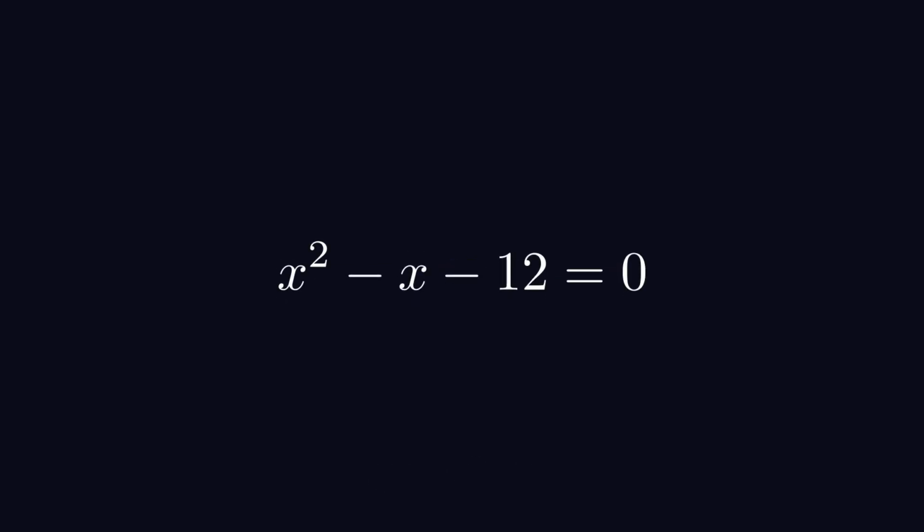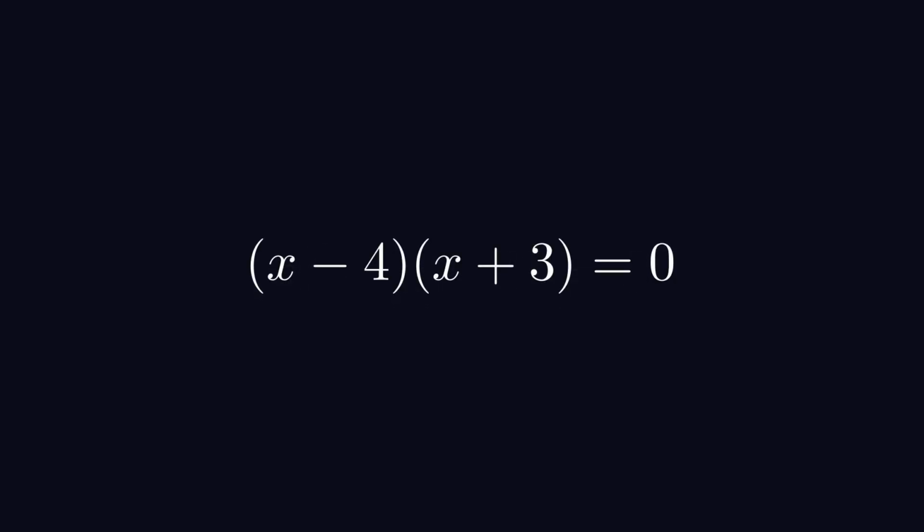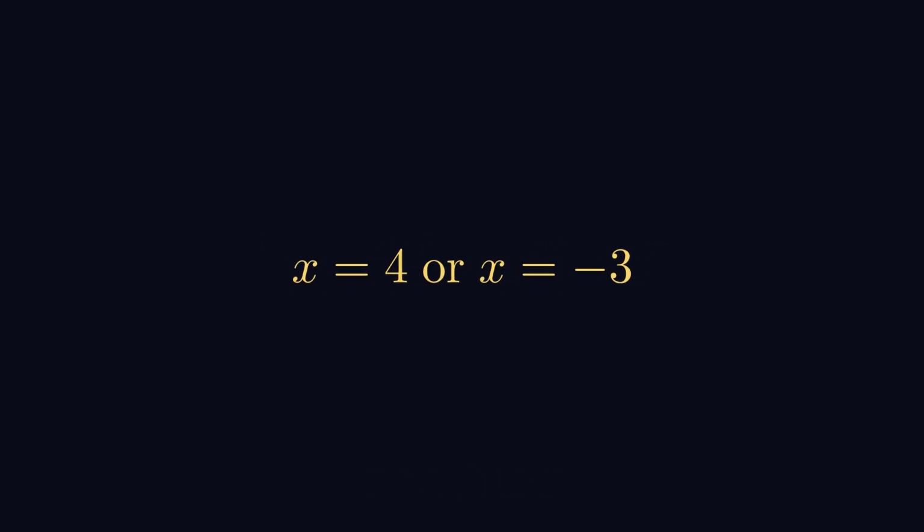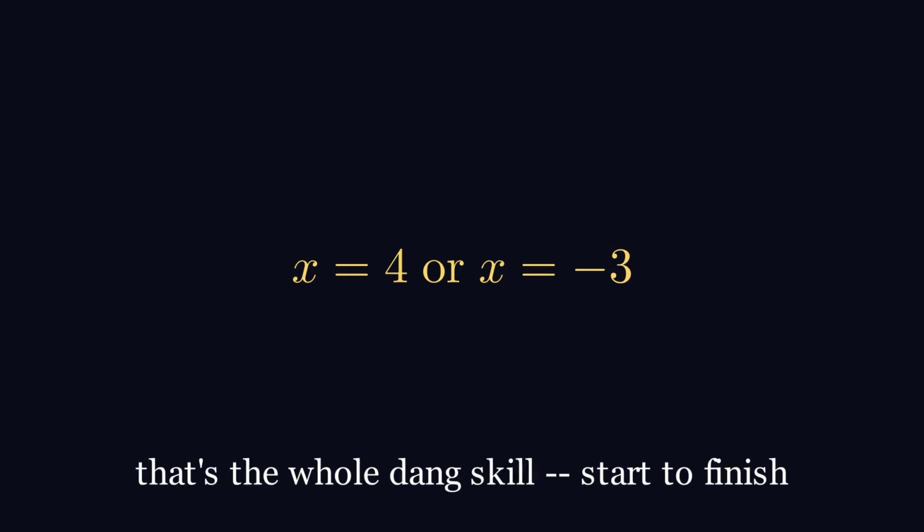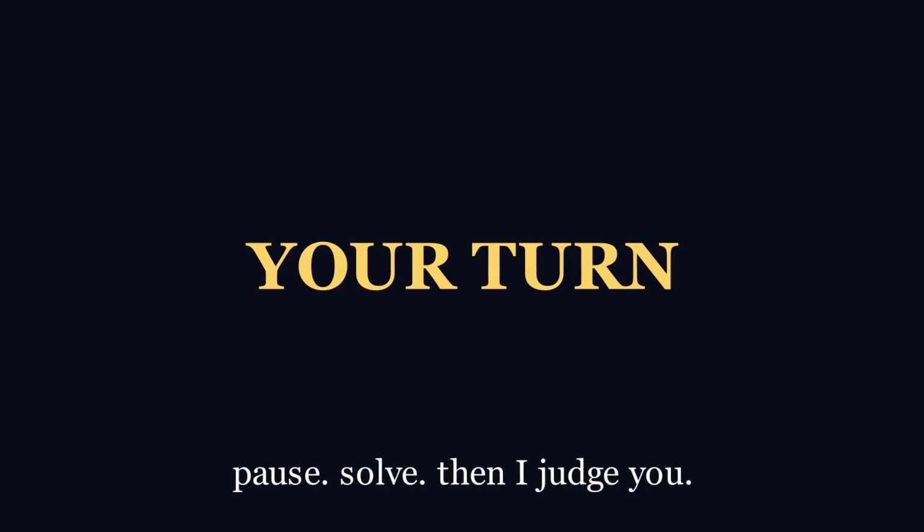X squared minus x minus 12 equals 0. Factors to x minus 4 times x plus 3. Set each to 0. X equals 4 or x equals negative 3. That's the whole dang skill, start to finish. Your turn, hotshot. Pause, solve, then I judge ya.